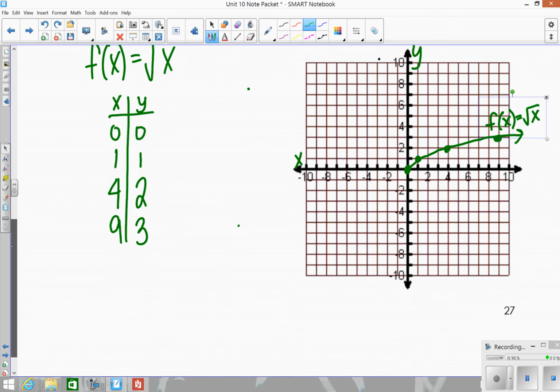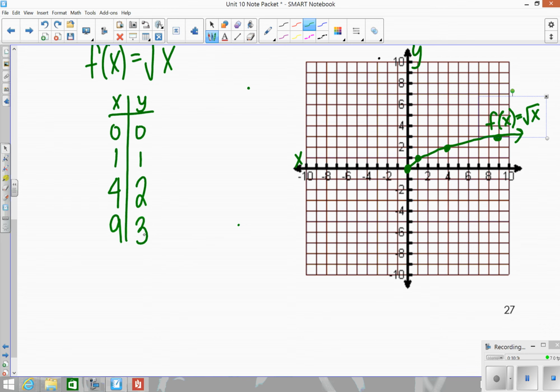So that means when we look at the domain, it is going to start at 0, because remember, there's a restriction. We can only have 0 and positive numbers. So 0 to infinity for the domain.